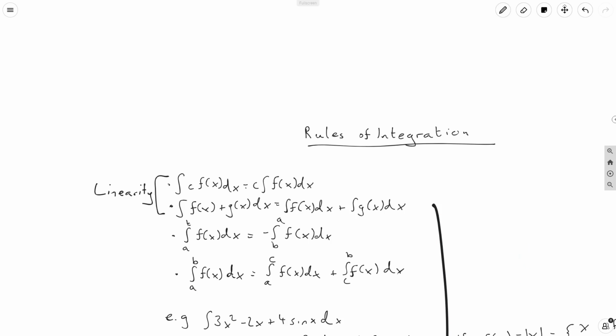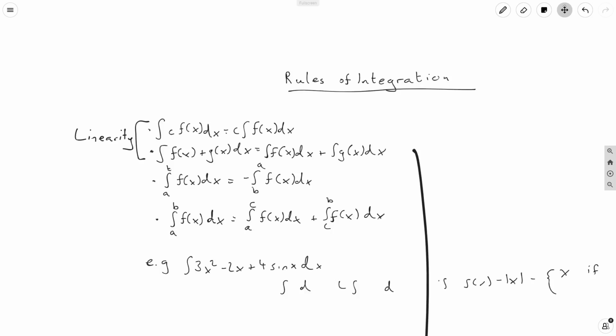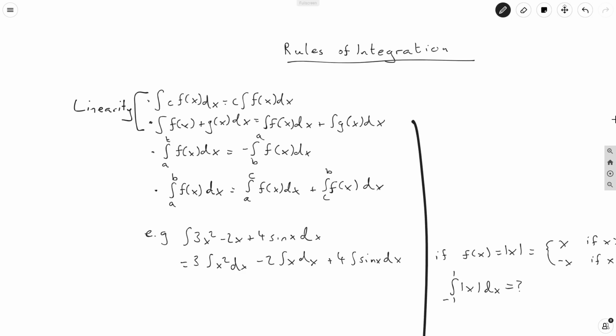So I've got some examples where we can use these rules, given that we already know some simple integrals. For example, down here, the integral of 3x squared minus 2x plus 4 sine of x is equal to 3 times the integral of x squared dx minus 2 times the integral of x dx plus 4 times the integral of sine x dx. So this is equal to x cubed over 3 times 3, which is x cubed, minus 2 times x squared over 2, which is x squared, plus 4 times the integral of sine x.